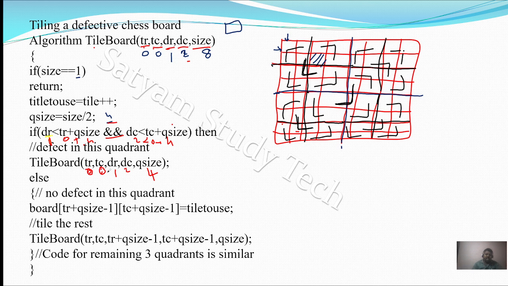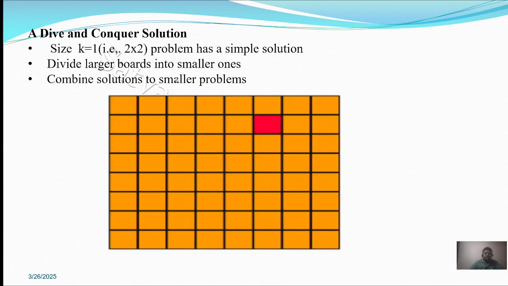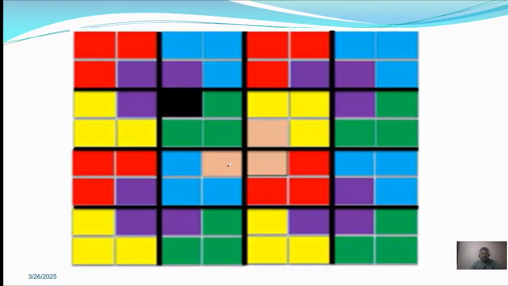So by using this algorithm, the divide and conquer solution is, for example, this is the defective one. This problem is a big problem, so it is divided into a number of sub problems, then we solve each and every sub problem and combine their solutions. Like here, for example, this is the problem with the defective one. First you fill with this L-shaped symbol, in this color. Again this problem is divided into 4 equal parts, 4 quadrants. This black color is the defective one.